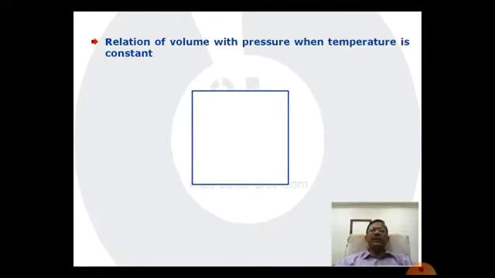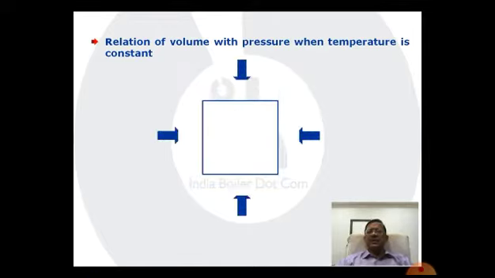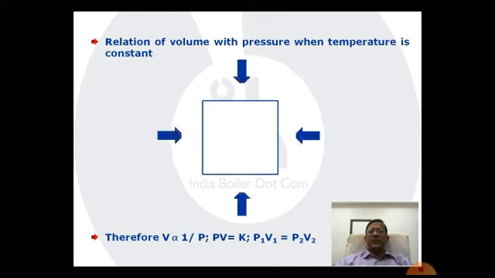Now, let's take a look at the relationship between pressure and volume when the temperature is constant. Suppose there is a volume where I increase the pressure. Since it is gas, naturally, we can physically understand that it is going to be compressed. Therefore, the volume is going to go down when the pressure increases. Therefore, the relationship is between volume and pressure. When pressure increases, volume decreases. Therefore, V is inversely proportional to P. Therefore, PV is constant and P1 V1 is equal to P2 V2.